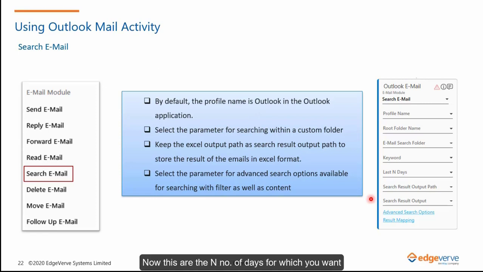Now this is the last n number of days for which you want to perform the search. For example, 2 searches for email received in the last 2 days.